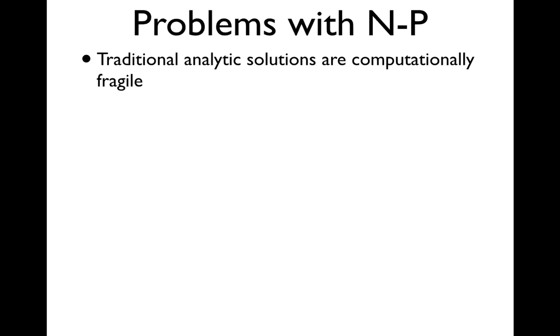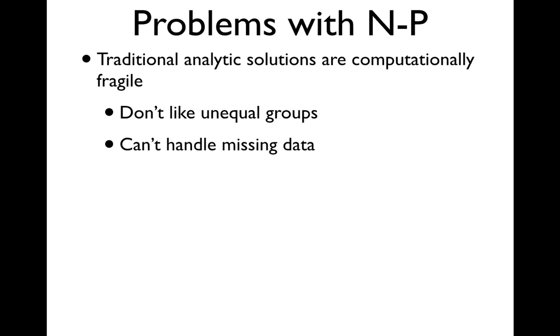A little bit more mathematically, even when you get to scenarios where you can take into account stratification and things like that, the analytic solutions are fragile. What I mean is that they might take a lot of time to compute and be very reliant on random things in your data. They don't like unequal groups, so you have to make adjustments for unequal groups. They can't handle missing data.